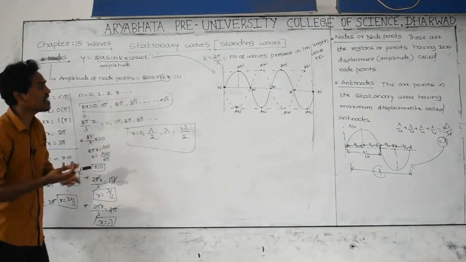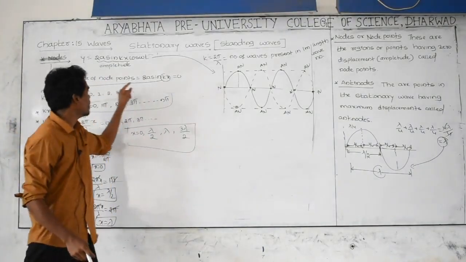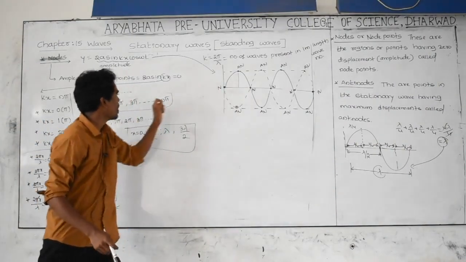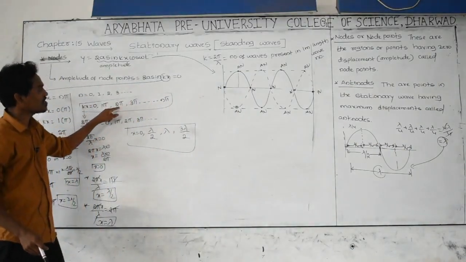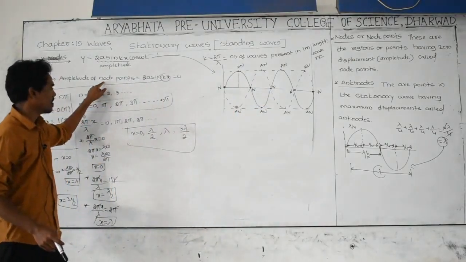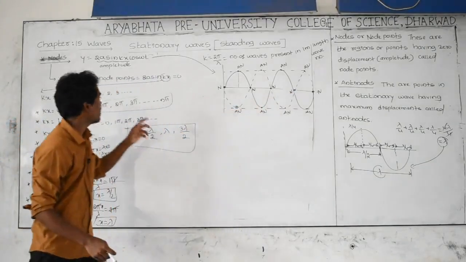Both conditions indicate a node point. Here 0 degree, it is a node point. Here 180 degree, at this point again it is a node point. 360 degree means this point, again a node point. Again that is 3 pi, where is 3 pi? This is 3 pi, means again it is a node point.